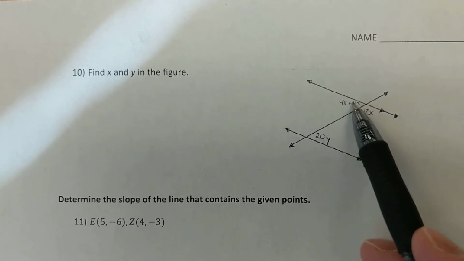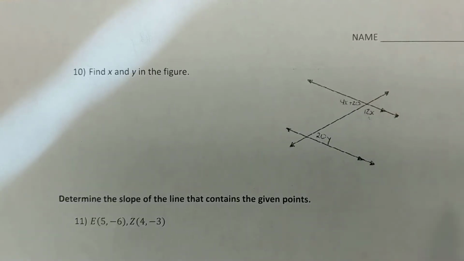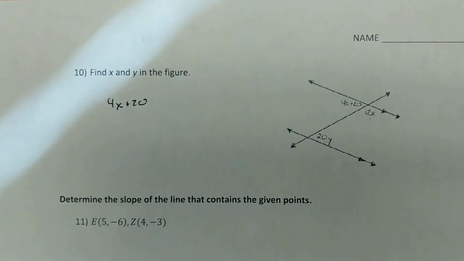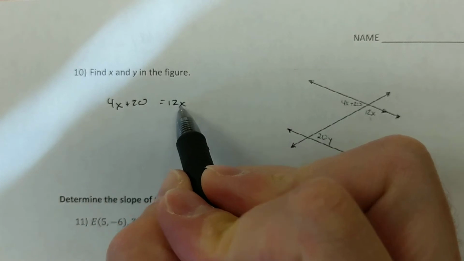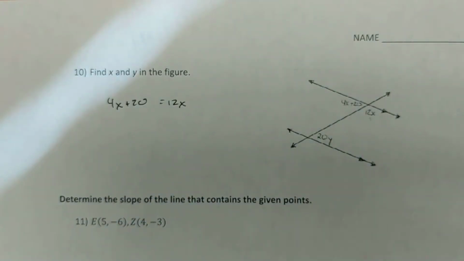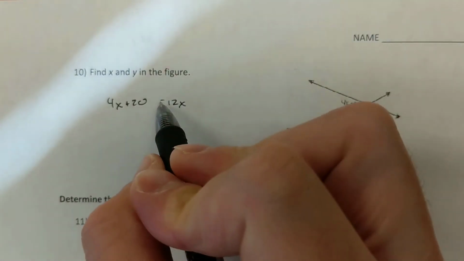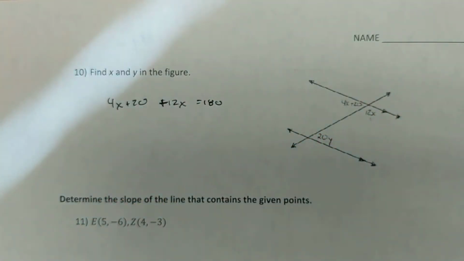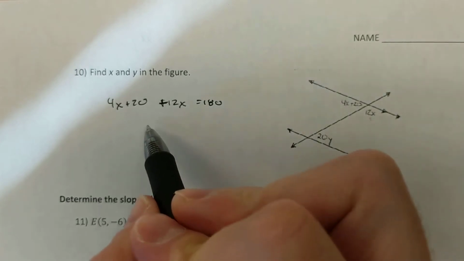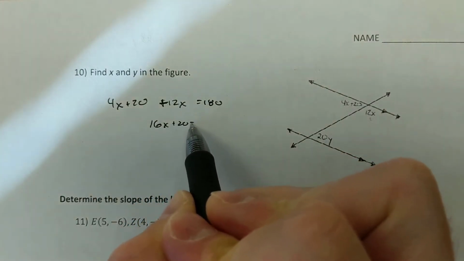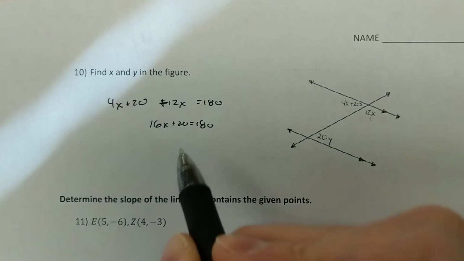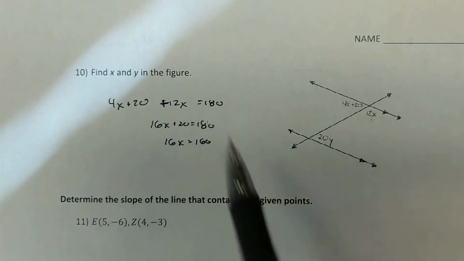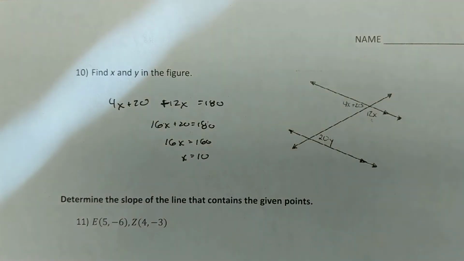Now, since there's 2 x values, I need to start with my x's. So I'll have 4x plus 20 is equal to 12x. Nope, sorry, I lied. One is obtuse and one is acute, so they have to add up to 180. So combine your like terms, so that's 16x plus 20 is equal to 180. 16x is equal to 160, subtract the 20 across, then divide by 16, so x is 10.